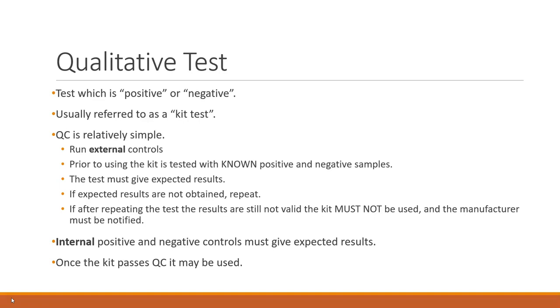Usually we have backup kits. We order more than one kit at a time, especially during flu season. Then there's another type of control in the kit test, which is called the internal positive and negative controls. And these must give expected results. And we'll talk about that on the next slide.